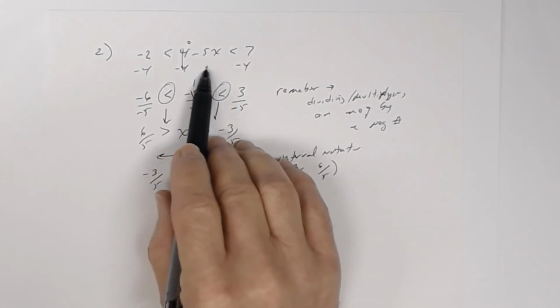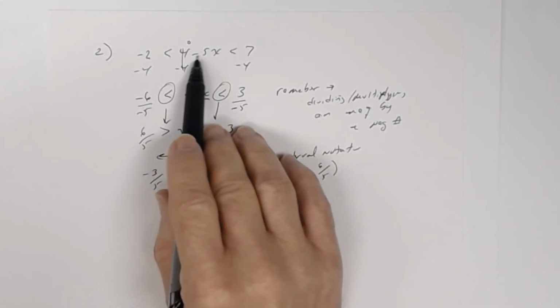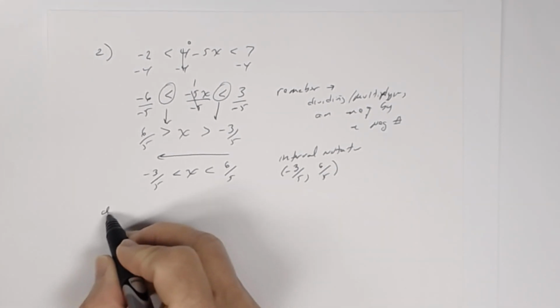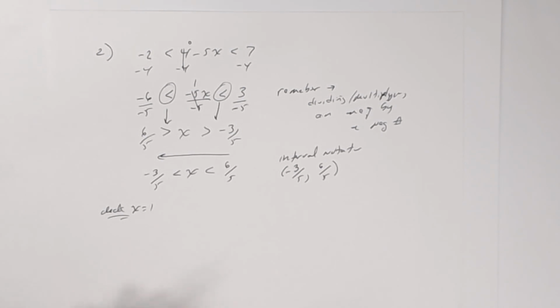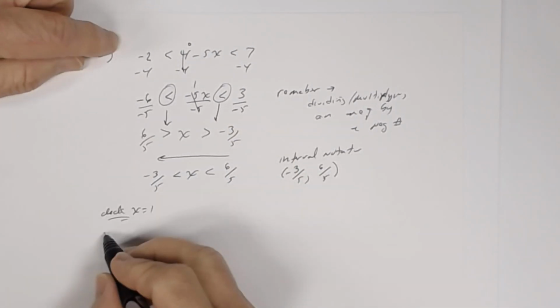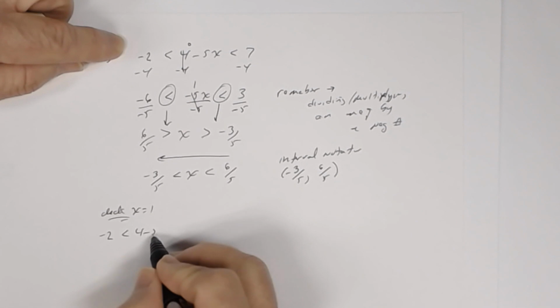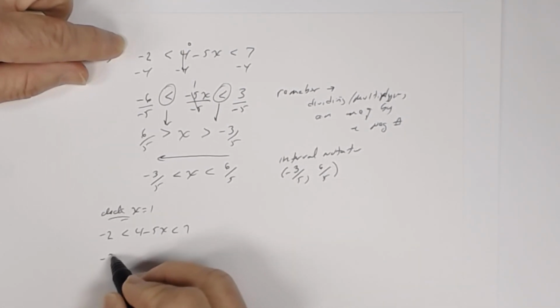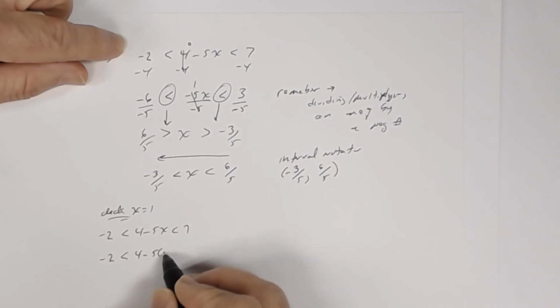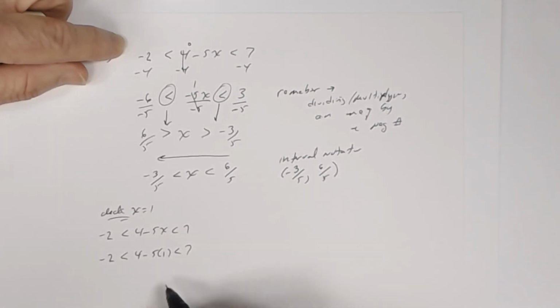So let's see why it's true. Let's just check x equals 1. So x equals 1 is a solution, right? Okay, so if I go back to the original problem, negative 2 is less than 4 minus 5x is less than 7, and I substitute 1. Watch what happens. Negative 2 is less than 4 minus 5 times 1, x is 1, is less than 7. 5 times 1 is 5, right? So this becomes negative 2 is less than 4 minus 5 is less than 7.